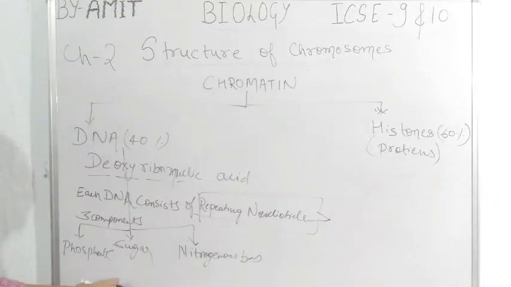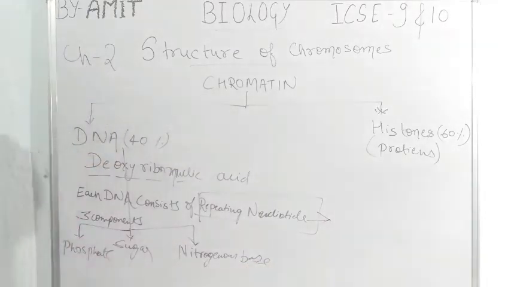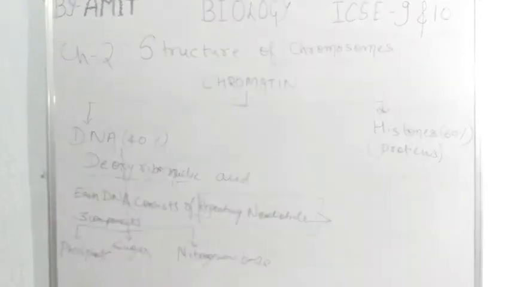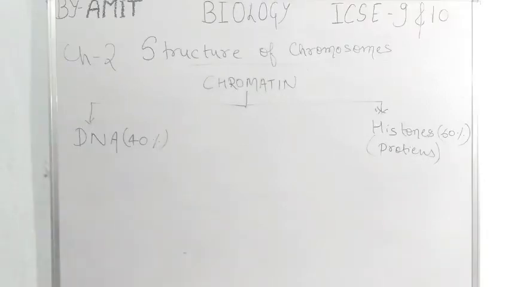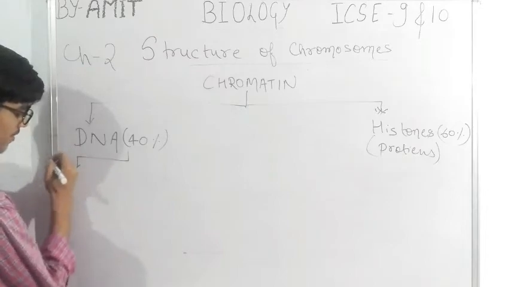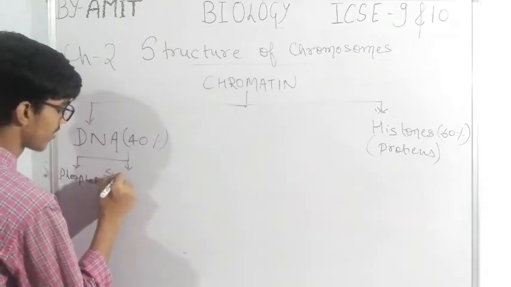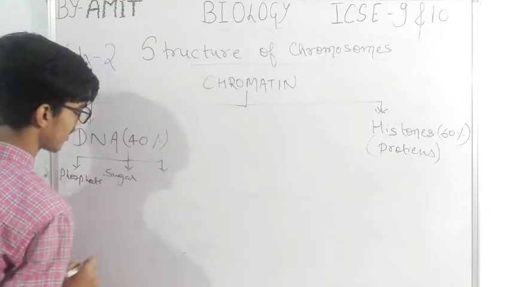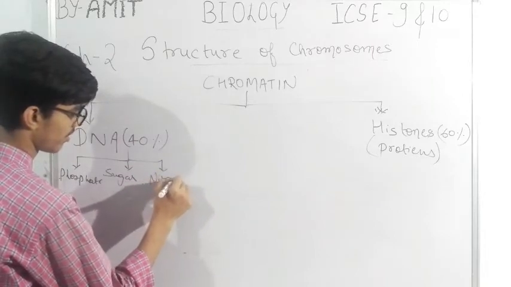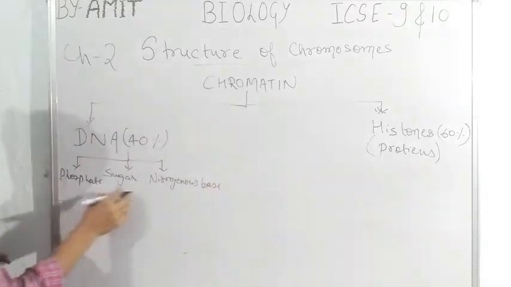So phosphate, sugar, and nitrogenous base. Copy down till here. Now DNA consists of three parts which we have written before. We'll rewind it fast. First, phosphate, second, sugar, and third is nitrogenous base. So these three things.